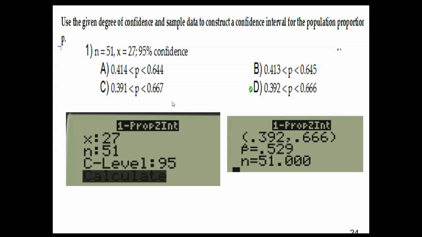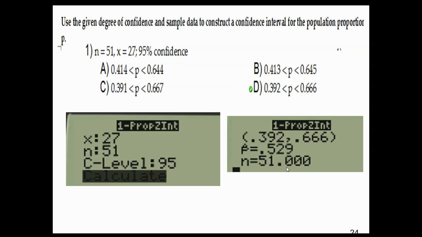Go to stat, arrow over to test, come down to letter A, one proportion z interval. This couldn't be any easier. It only wants three values, and the problem tells you all three values. Your x value is 27, your n value is 51, your confidence level is 95%. Three numbers, but the three numbers are given to you.